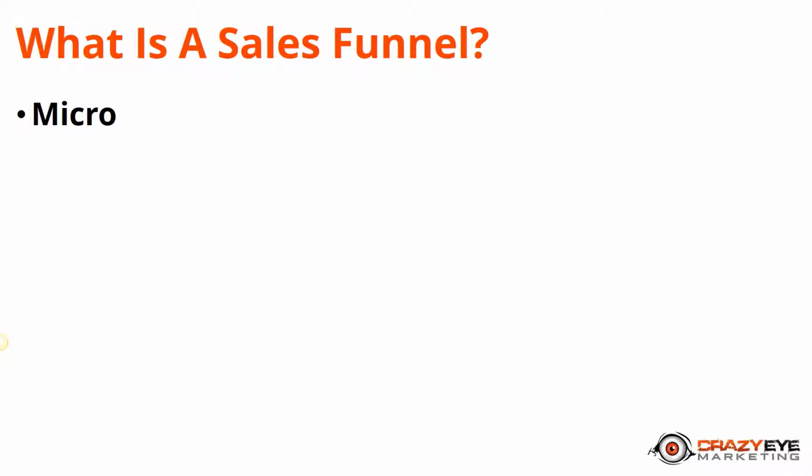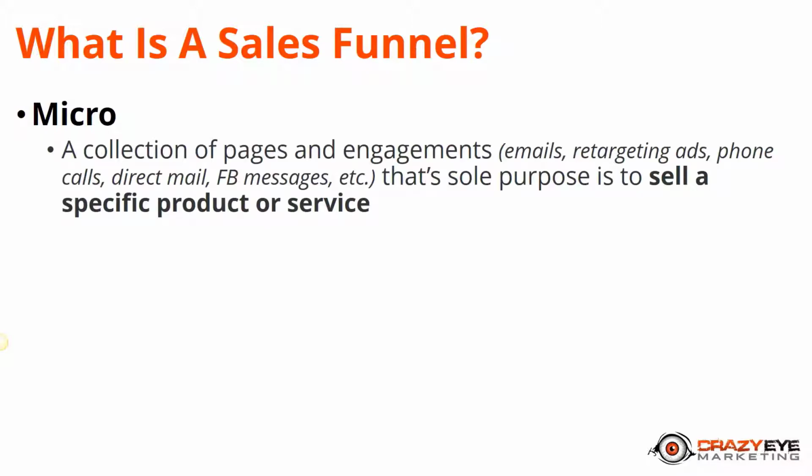And as a side note, macro sales funnels have lots of little micro sales funnels inside of them. And basically a micro sales funnel is a collection of pages and engagements, and these engagements are things like emails, retargeting ads, phone calls, direct mail, Facebook messages, etc. And the sole purpose of a micro sales funnel is to sell a specific product or service, or maybe a few products or services that are complementary of each other.